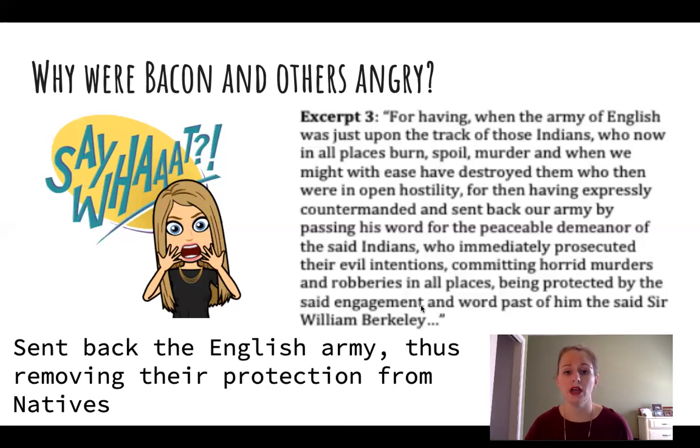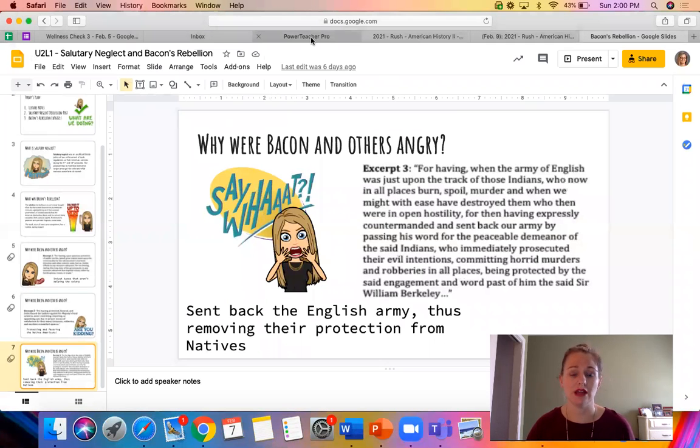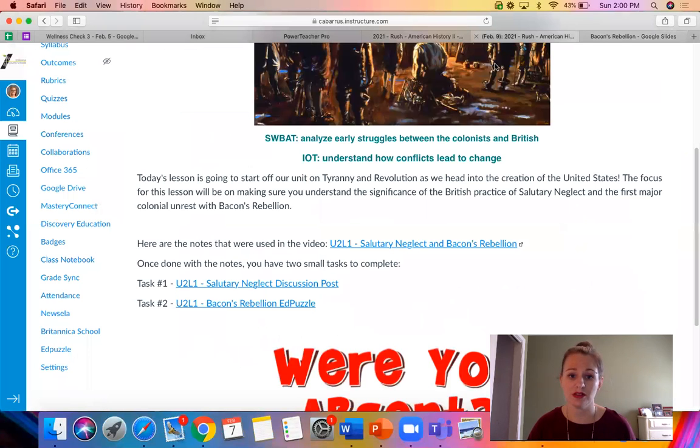So I'm going to back away out of this now and then talk to you about what you need to do for your assignments today. So two very quick assignments. The first one is a discussion post. I'm going to go into that in a second. The second one is an Edpuzzle. I'm not going to go into the Edpuzzle. You know at this point how to click on the Edpuzzle, watch the Edpuzzle, complete the questions.